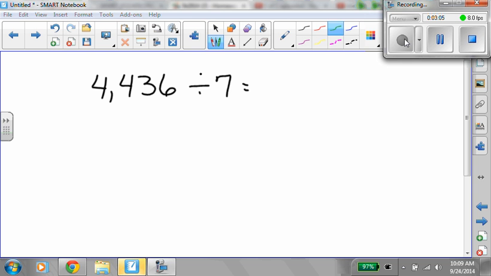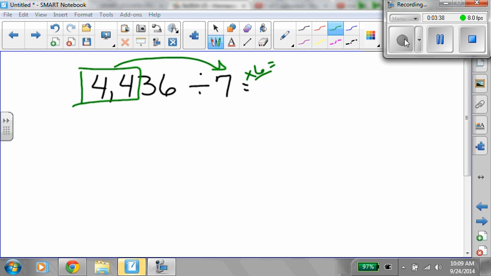I must be hungry because for now we're going to continue to talk about food here. Let's say we had 4,436 brownies, and I want to divide them between 7 people. About how many brownies will each person get? I'm going to look at the first 2 digits. 44. Can 44 be divided by 7 evenly? No. So I need to come up with some compatible numbers. I have to think about my 7 times tables. Let's see, 7 times what is close to 44?